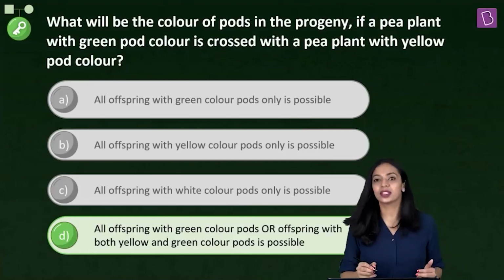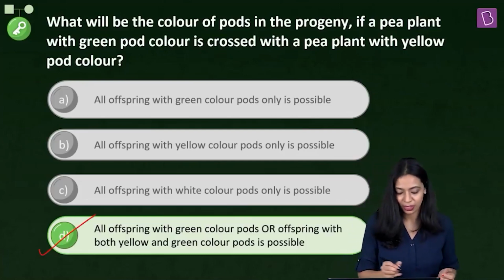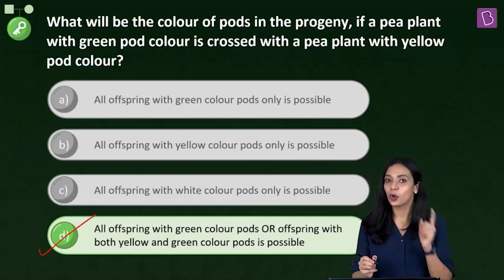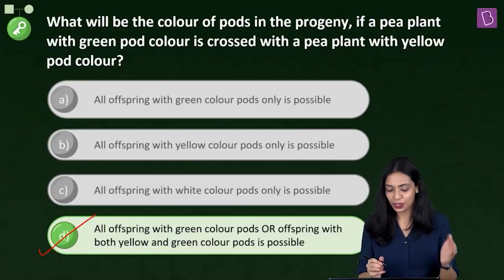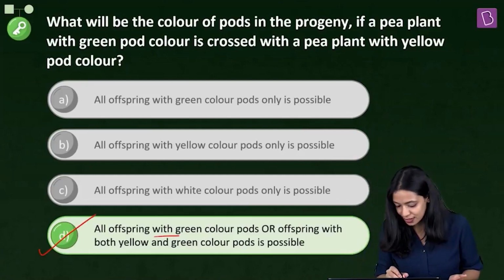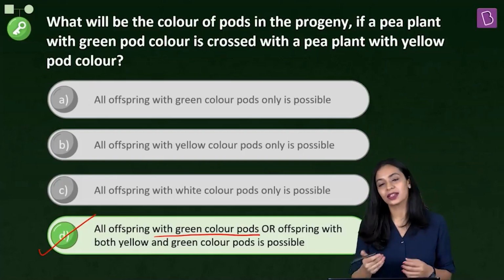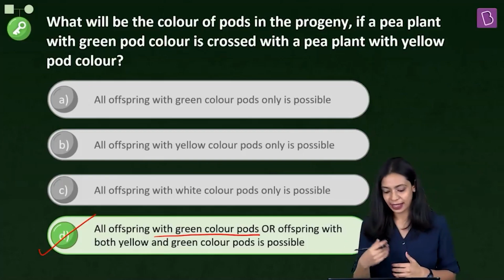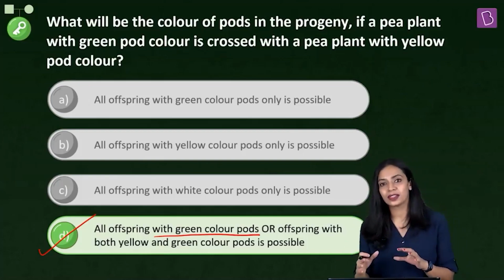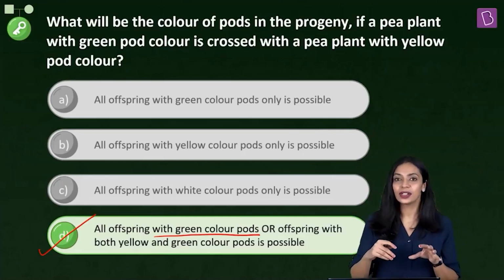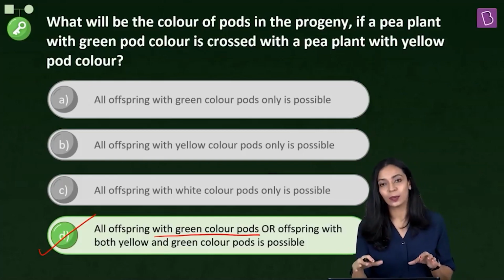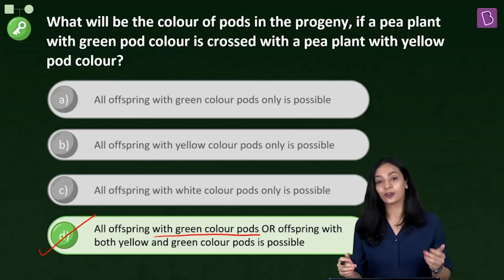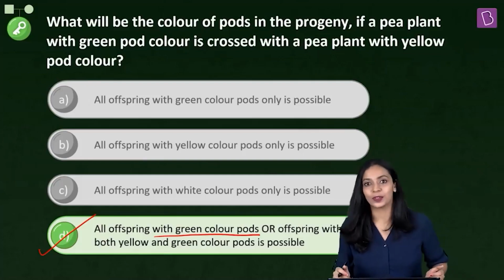So when we look at the question here, the correct answer would be option D, because if it is homozygous dominant, the green pod producing plant, then we get all the plants that will produce green color pods. If it is heterozygous, then you will get a mixture of plants that are producing green color pods and yellow color pods in the ratio 1:1. Therefore, the correct answer to this question would be option D.